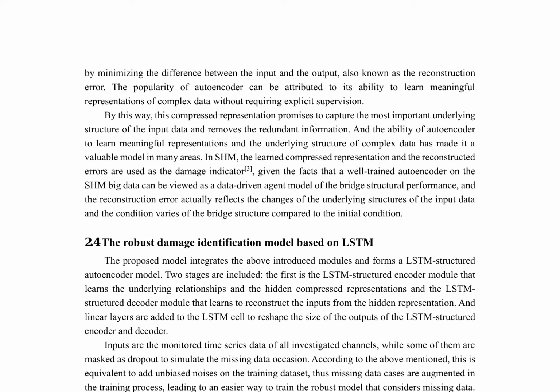The autoencoder AE framework is employed to learn compressed representations of the input data. The AE consists of two modules: an encoder that maps the input data to a lower dimensional space, and a decoder that reconstructs the original input from the compressed representation. The goal is to minimize the reconstruction error, as illustrated in equation 8. The AE is trained by minimizing the difference between the input and output, also known as the reconstruction error.